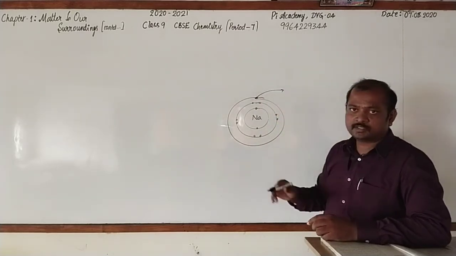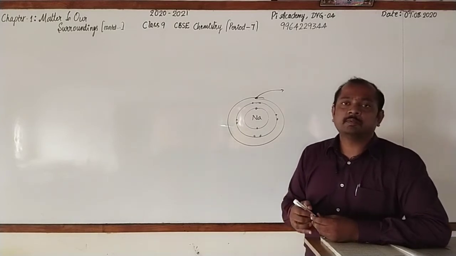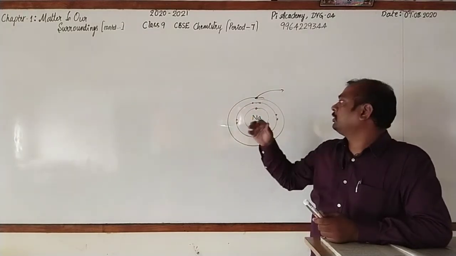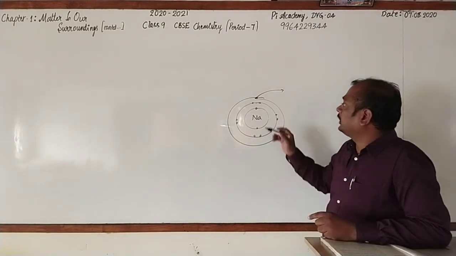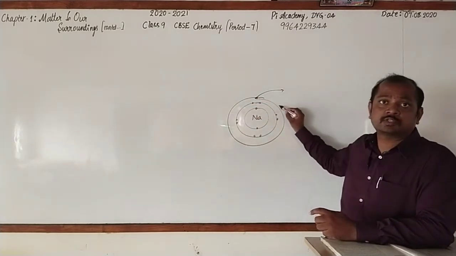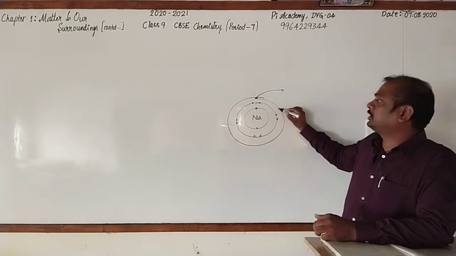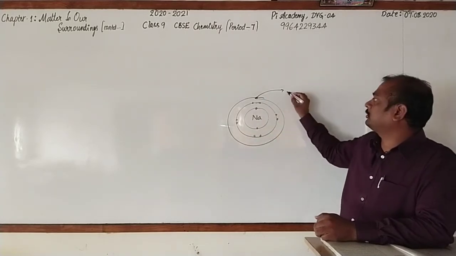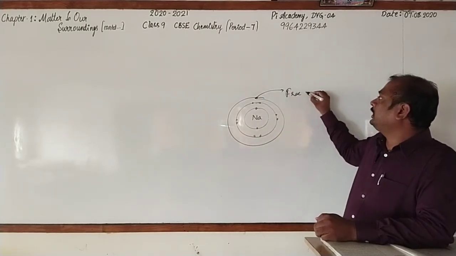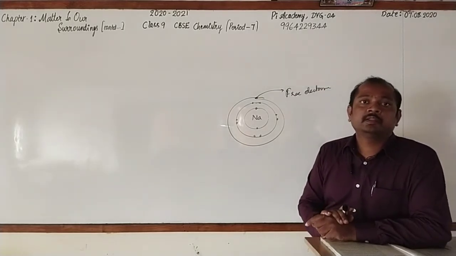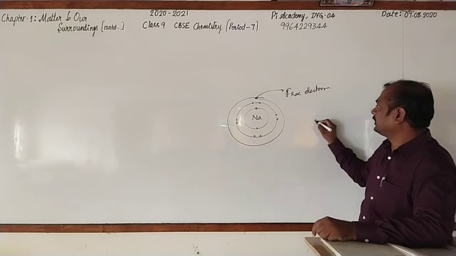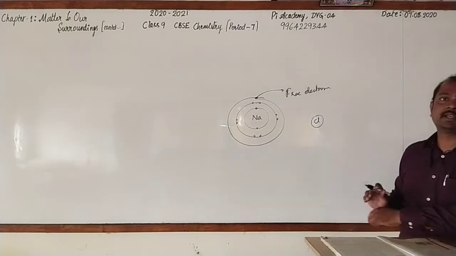And like this, in some of the atoms there will be more than 1 electron also. Anyhow, the electrons in the outermost orbit or outermost shell of an atom are called free electrons. Clear?